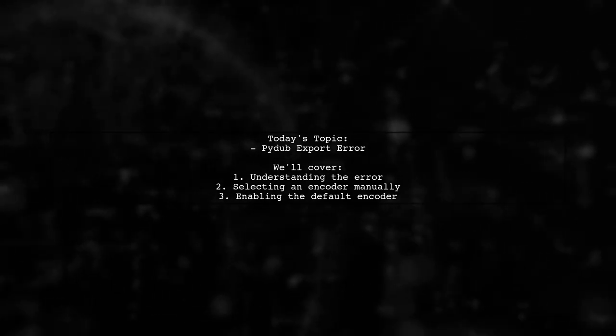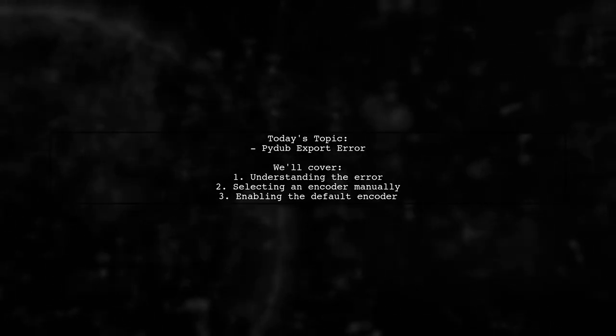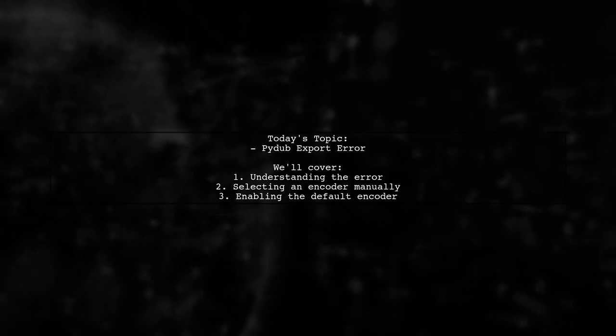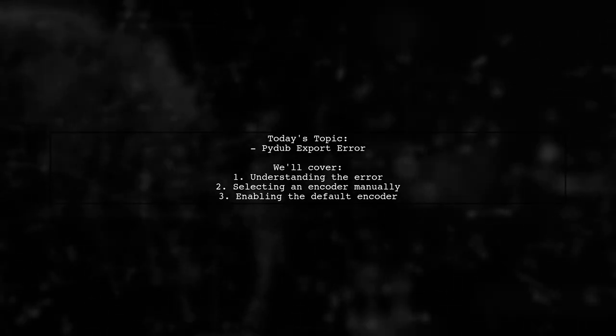So how do we select an encoder manually? What is the default encoder? And how can we enable it? Let's dive in and find out.